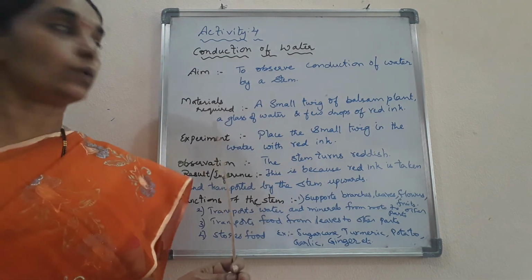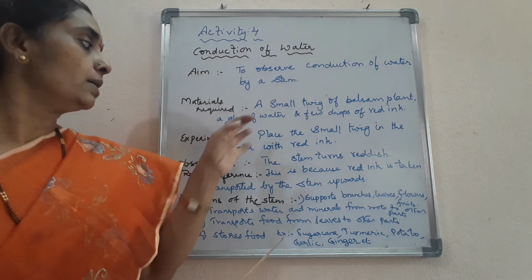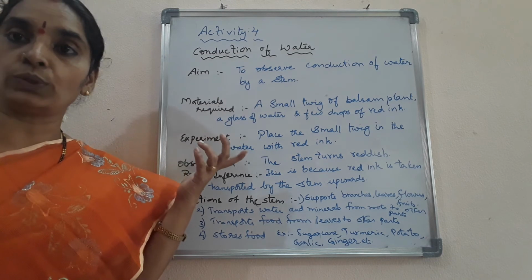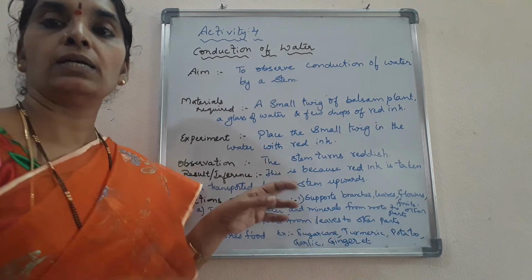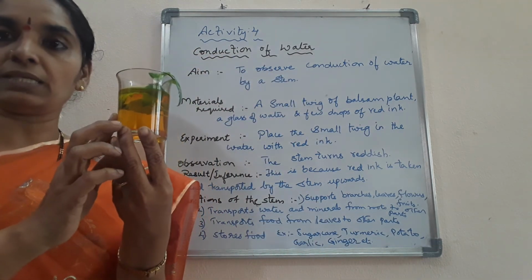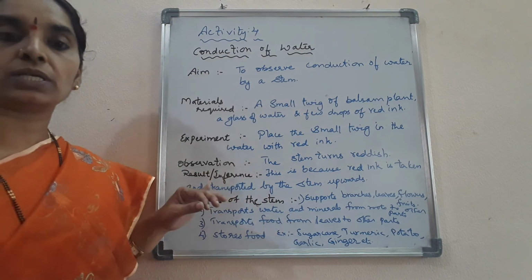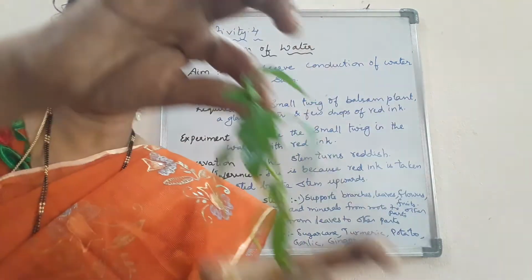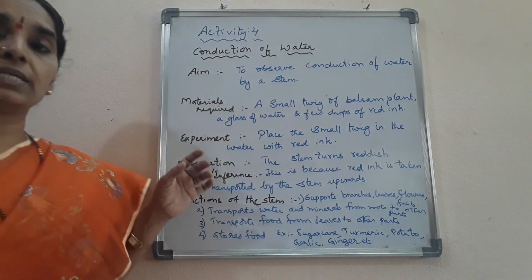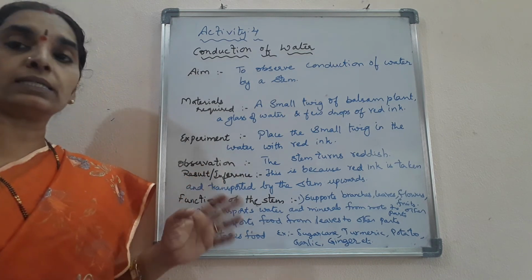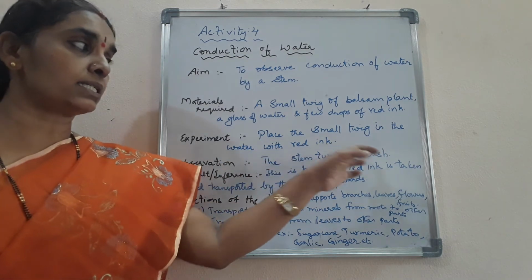So for this experiment, materials required means what are the things that are required to do this experiment. Next, procedure, that is, what to do and how to do the experiment that we are doing. Place the small twig in the water with red ink. So here I have kept this twig in the food color. Okay. Next, observation: the stem turns reddish. Here it has turned yellow in color. Okay. Next, observation is what do you see? Next, result, that is, what do you know from this experiment? That the stem turned reddish.